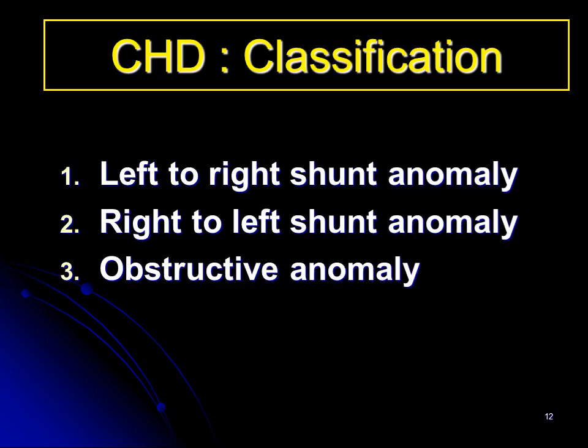These are seen in cases of ventricular septal defect via a hole in the interventricular septum, or atrial septal defect via a hole that is found in the atrial septum, and in patients with patent ductus arteriosus through persistent functional communications between the aorta and the pulmonary artery. The last are the obstructive anomalies, which are characterized by obstruction or blockage in the flow of the blood.